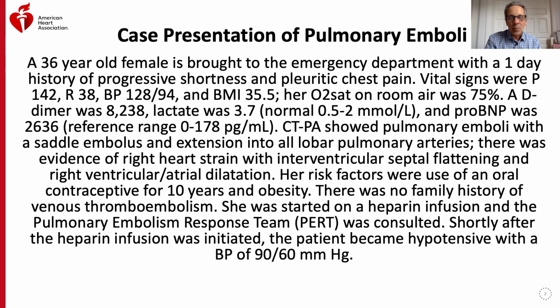Her risk factors for having developed pulmonary emboli were use of an oral contraceptive for 10 years and her weight. There was no prior family history of venous thromboembolism, nor a prior personal history. She was started on a heparin infusion, and the rapid response team, if you will, a so-called pulmonary embolism response team at this medical center, a so-called PERT team, was consulted. Shortly after the heparin infusion had been initiated, the patient became hypotensive with the blood pressure dropping to 90/60.